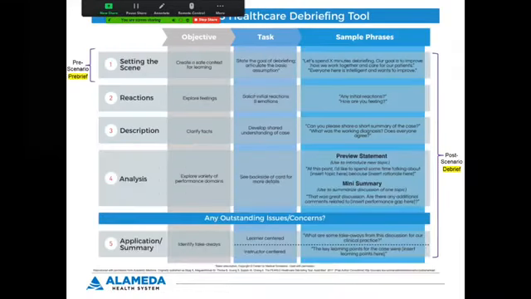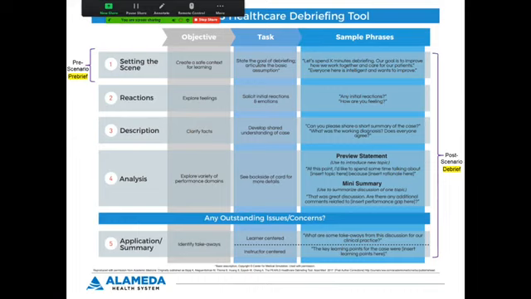Alrighty, so our next phase that we're going to look at is where you're going to spend the bulk of your time. In terms of how long an actual debrief should be, the literature used to say that it should be 2 to 3 times longer than your scenario. So if your scenario is 10 minutes, you should debrief for 20 to 30 minutes.